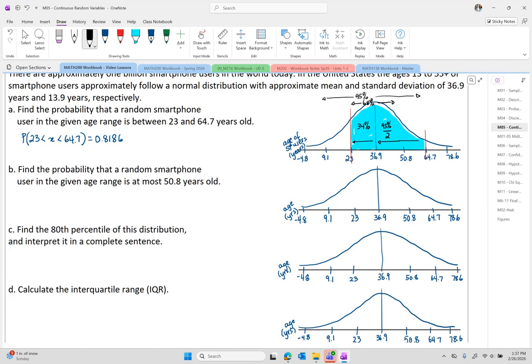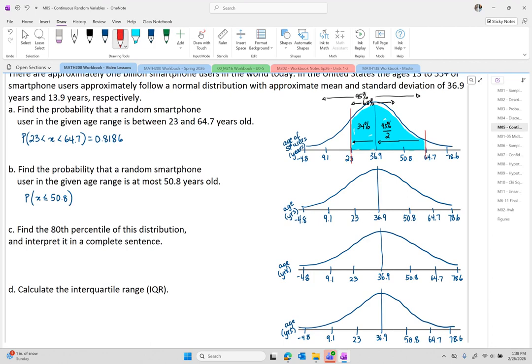So we are confident that we correctly established a better and more accurate answer, obviously using technology, than what we would do by estimation from the empirical rule. What's the probability that a random smartphone user is at most 50.8 years old? So what's the probability the age is less than or equal to 50.8?